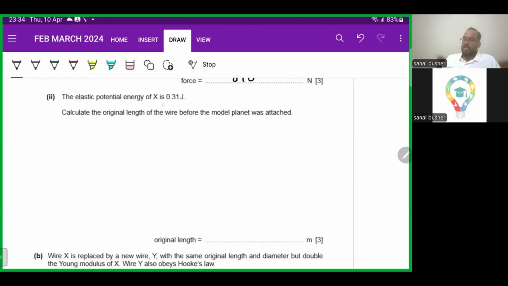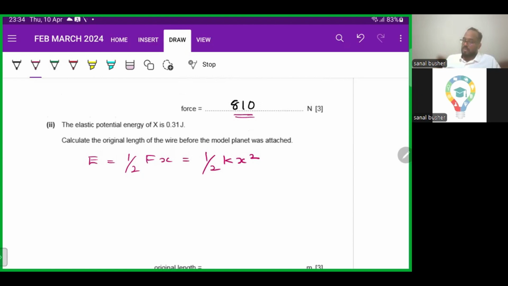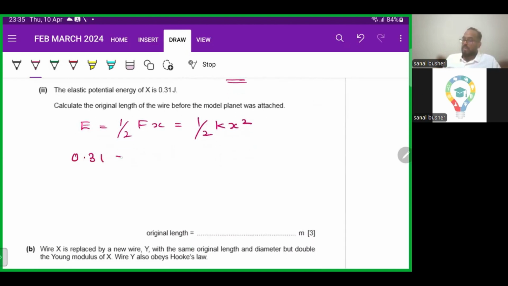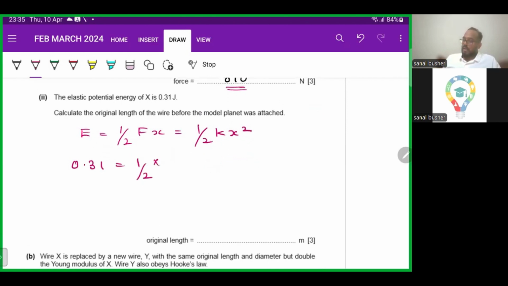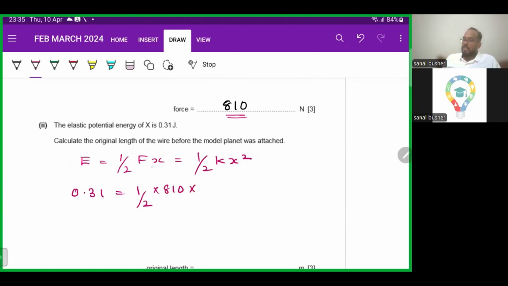The elastic potential energy of X is 0.31 joules. Calculate the original length of the wire before the model planet was attached. Okay, so there is a strain, which means a change in length will be there. Before attaching, what is the original length? To find that out they have given the potential energy. What is the formula for elastic potential energy? Half Fx or half k x square, right? This x is the elongation or compression of the wire. Okay, so here you can use the first equation because you have the force. So 0.31 equal to half into 810 multiplied by x, the change in length, right?